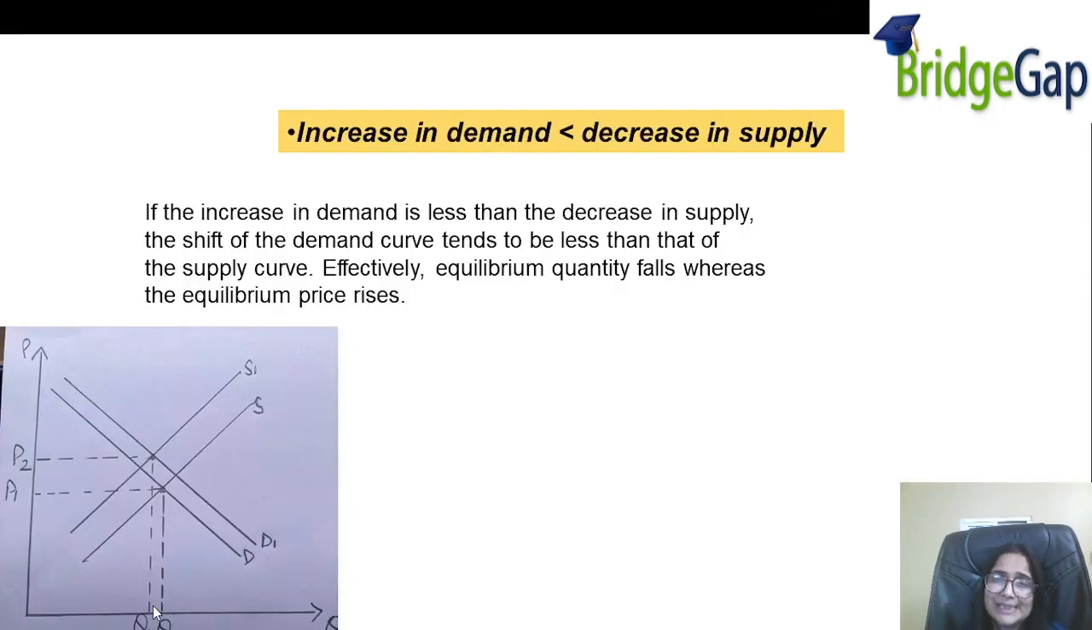So I hope these situations are very much clear to you all, and I have tried my best to make it the easiest for you. And here we have completed our shifts in the demand and supply curve and their impact on the new equilibrium prices and quantity.